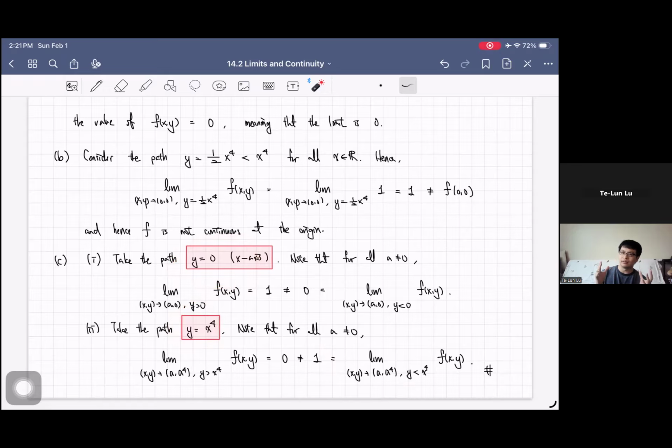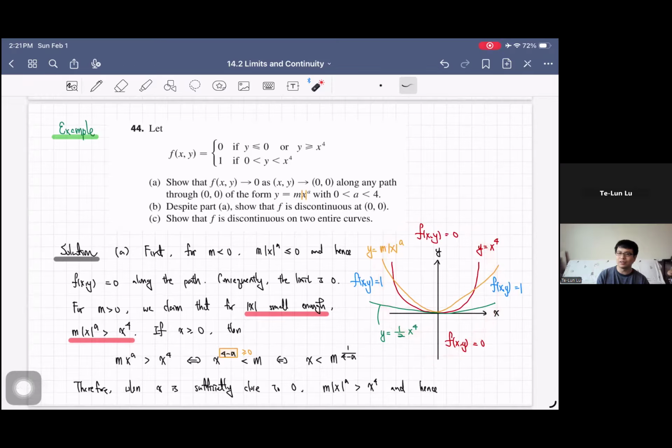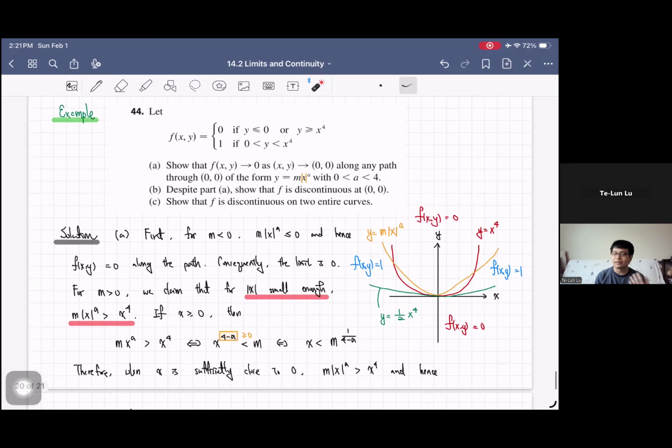So it is actually discontinuous on those two curves, which is quite intuitive, because if you think of the graph of this function, it will have a level 1 and a level 0. And on these two different regimes, you have 1 and 1. So it is a jump here and here, right? So part C actually tells us that, indeed, we have a discontinuity on those two particular curves.